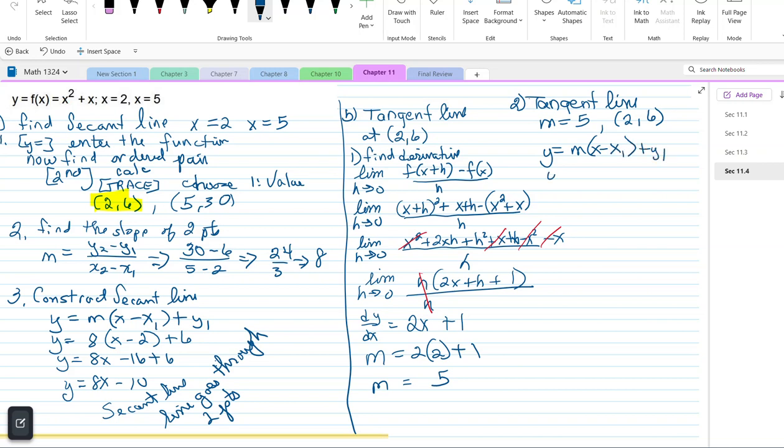I'm going to substitute my slope, insert 2 for x and 6 for y. I'm going to do distributive property. So y equals 5x minus 4 is what I get.